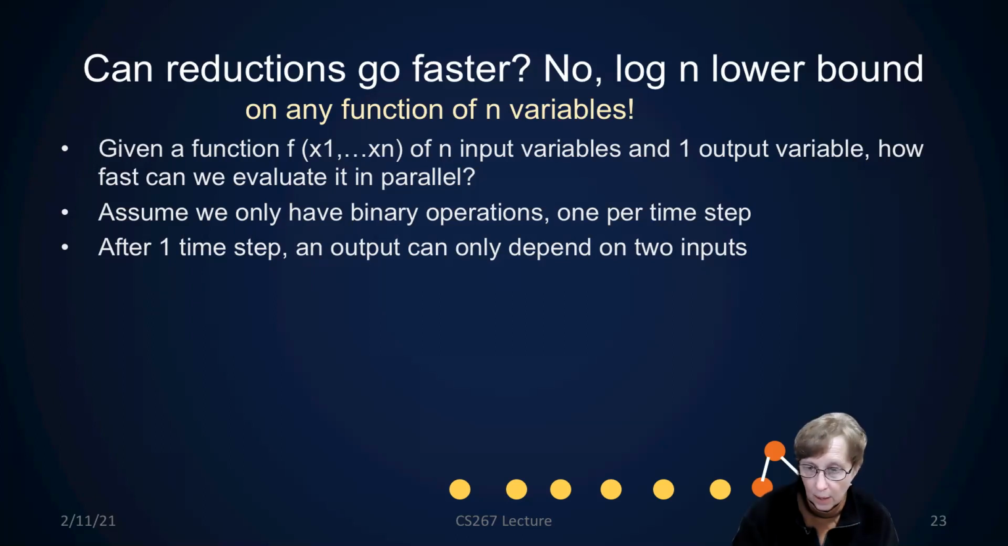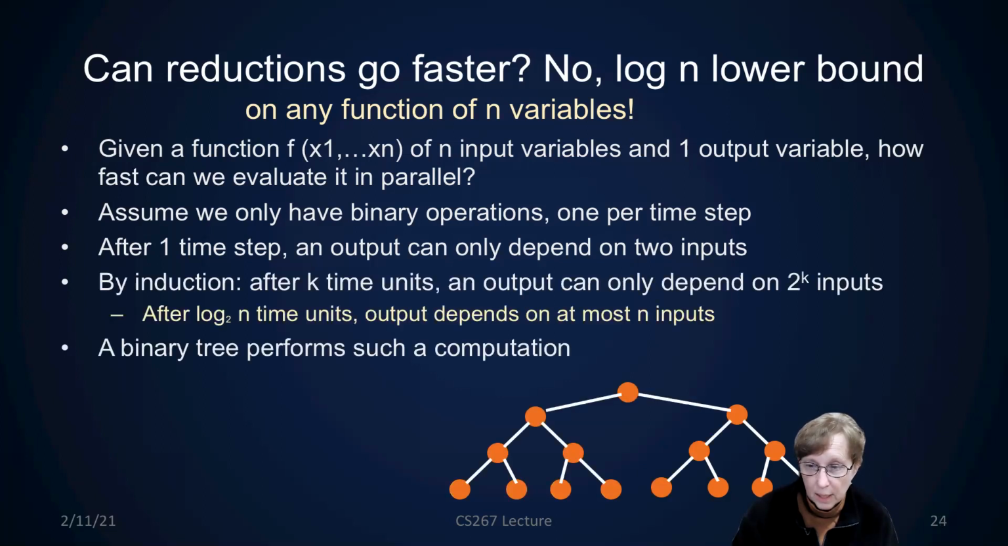And so now as we go up by induction, we can see that after k time steps, we can only depend on 2 to the k inputs. And so this binary tree actually performs this computation. This just shows that there's also a lower bound: if we're building out a binary operation, it's going to take log base 2 of n time to do any computation on n inputs.